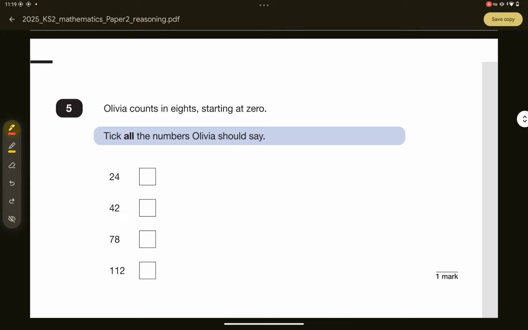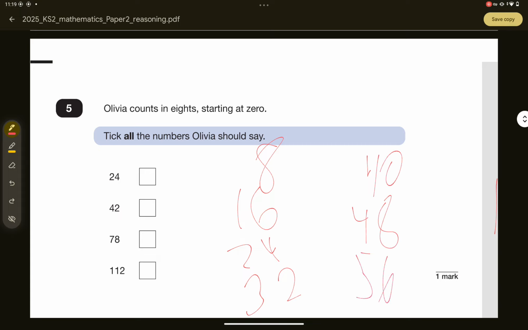Olivia counts in 8s starting at 0. Tick all the numbers Olivia should say. Guys, you just need to know your 8 times table. 8, 16, 24, 32, 40, 48, 56. I'm not gonna write all of it, but we already got 24. 42 can't be it because it's 40 and then 48.